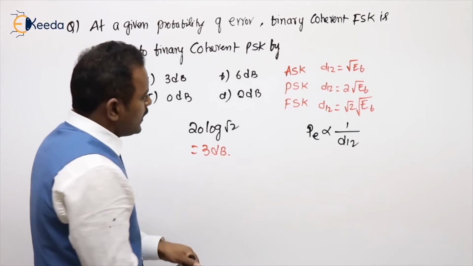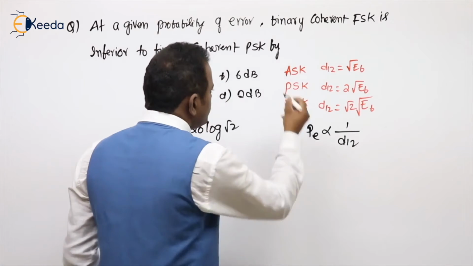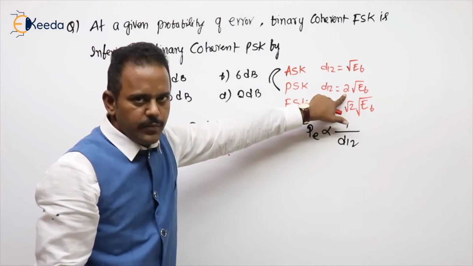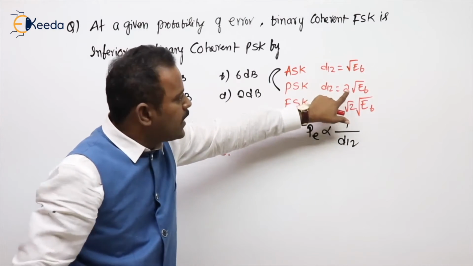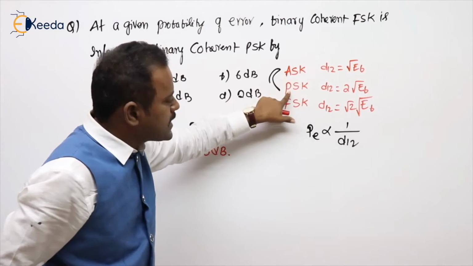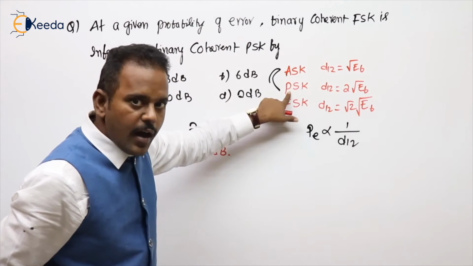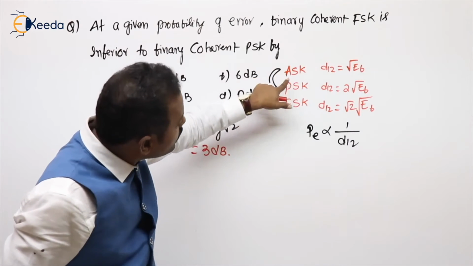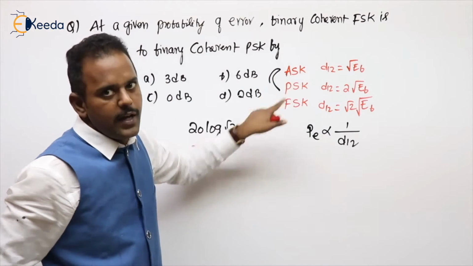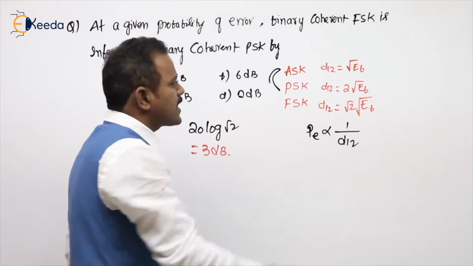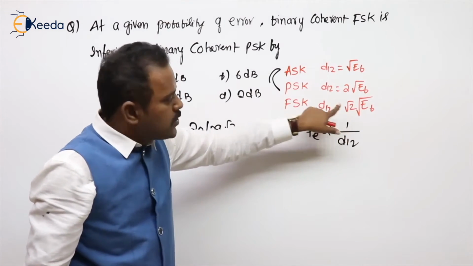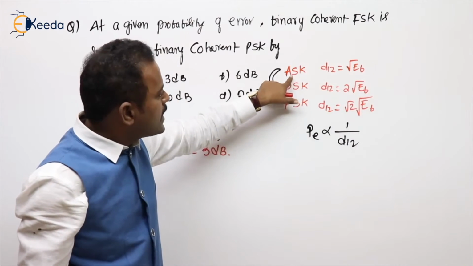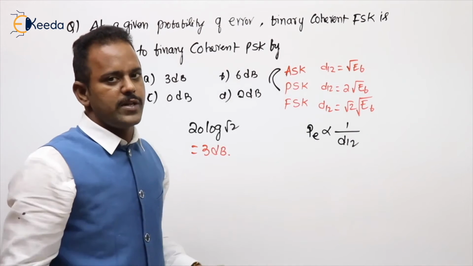Now, these two also you can analyze. If you analyze those two, the ratio is 2 times, so 20 log 2 is 6 dB. When compared to ASK, PSK is 6 dB superior, or ASK is inferior to PSK by 6 dB. Or you can compare ASK and FSK, which is root 2 times. So when compared to ASK, FSK is 3 dB superior, or ASK is 3 dB inferior to FSK.